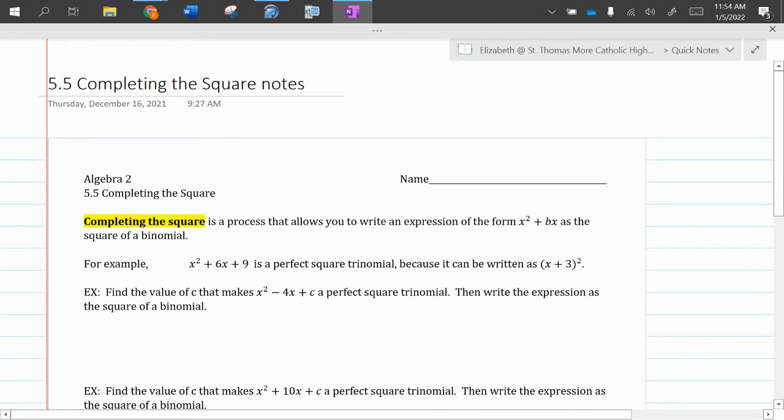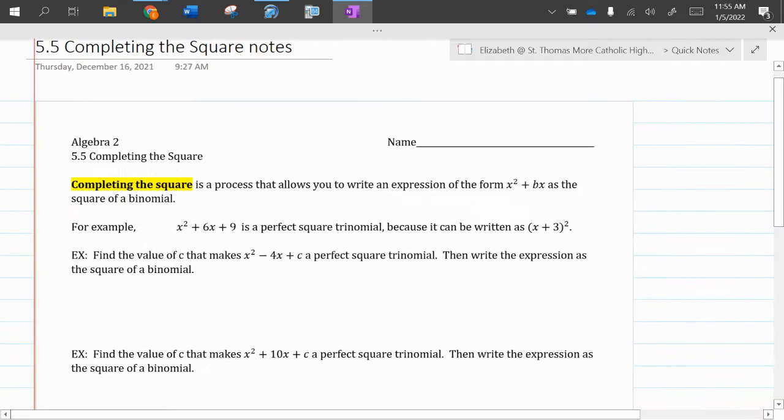We are going to learn a process called completing the square. It's going to help us to solve what's called a quadratic equation. We've already graphed quadratic functions, which are parabolas. So we have been working on solving quadratic equations. Completing the square is a process that allows us to solve a quadratic equation.